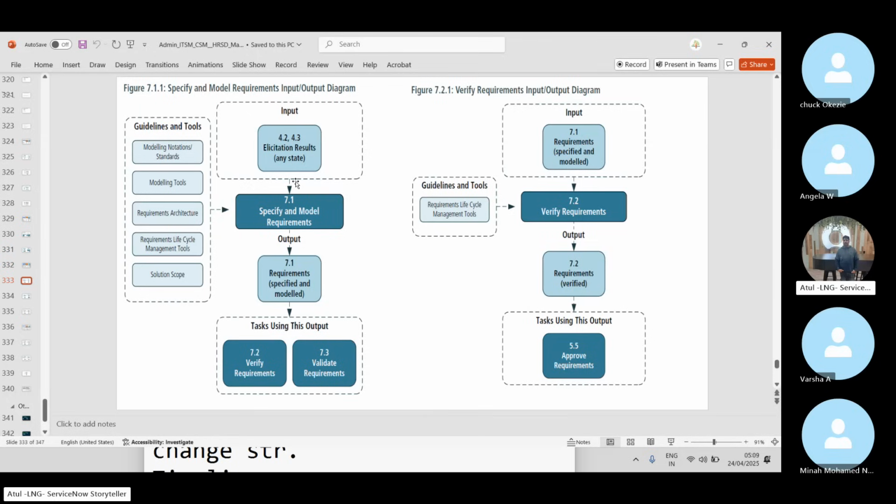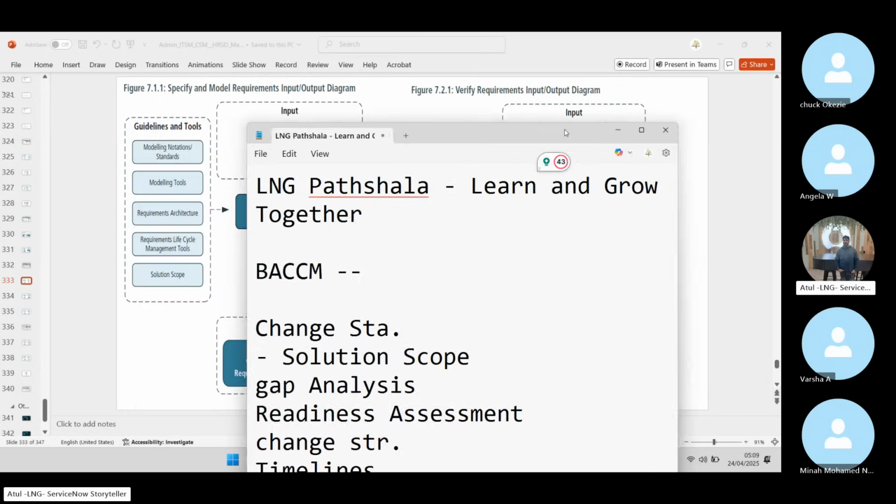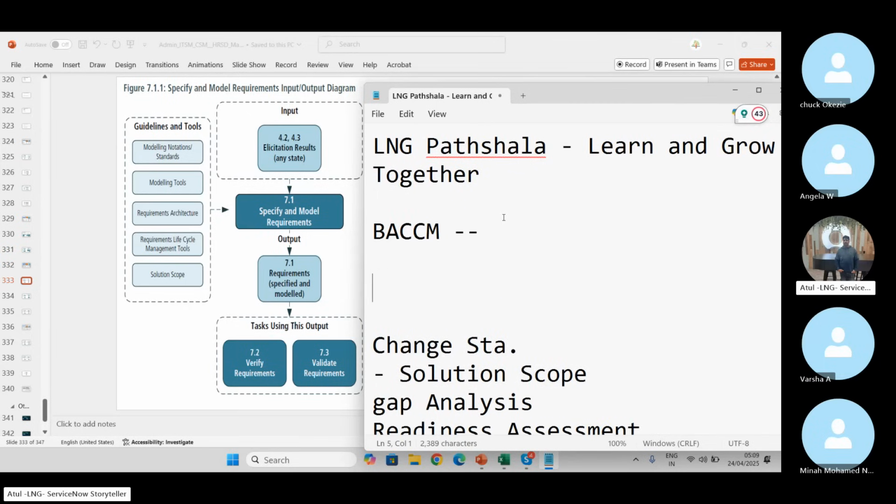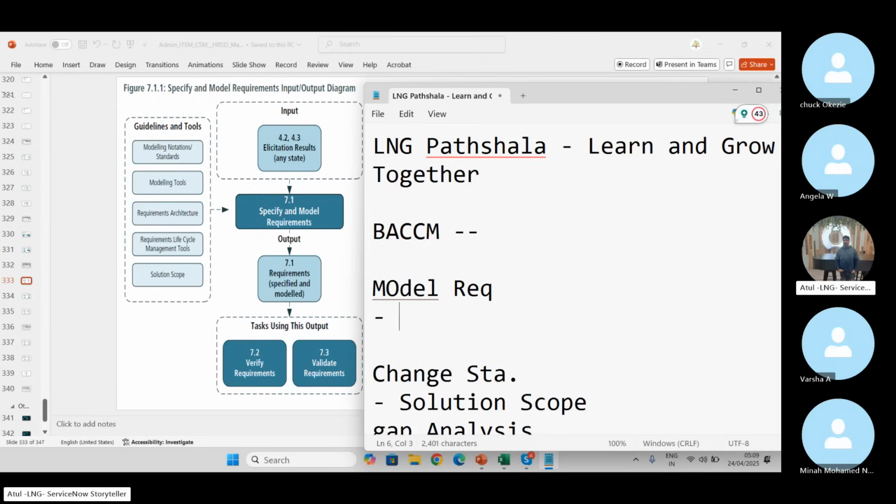Okay, now when you're defining this, the first element which is important to be considered. So I'm saying model requirement. The first element is model requirement.